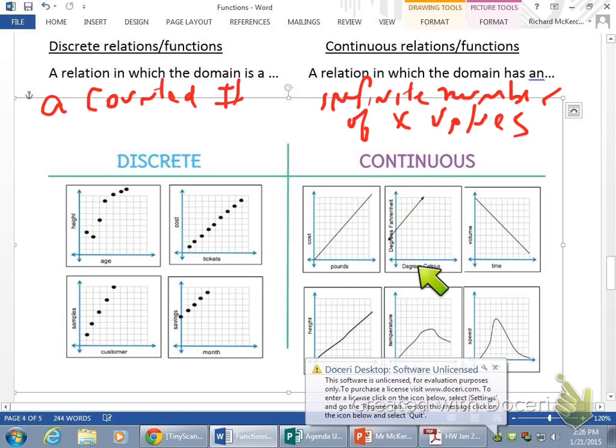Same thing for temperature and degrees. You know, the temperature doesn't just jump from 70 degrees to 72 degrees. It has to go through all of those itsy bitsy little decimals first, 70.1, 70.2. So that makes it continuous, and that's why you continue to connect those dots.